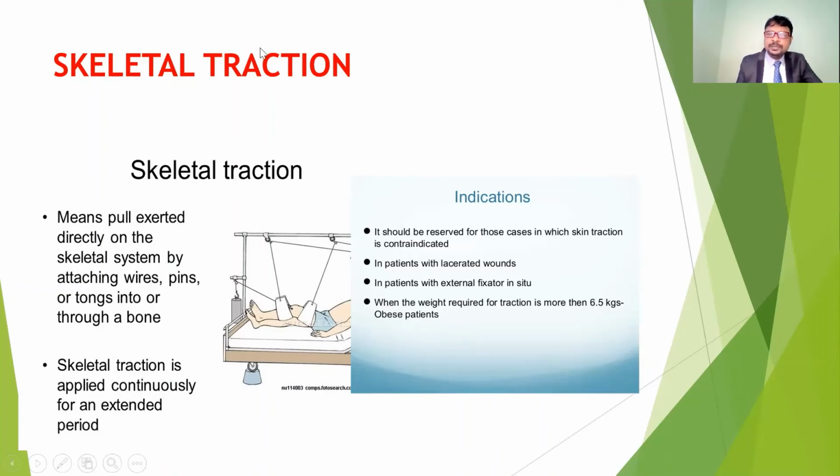skeletal traction. Skeletal traction means pull exerted directly on the skeletal system by attaching wires, pins, and tongs into the bone. So you are going to apply the slings and the pins. So the patient is going to get skeletal traction. In this one, for example, if you want to give knee traction, or hip traction, here we stabilize the knee and hip with the slings, and also we are going to apply the pins at the knee joint.